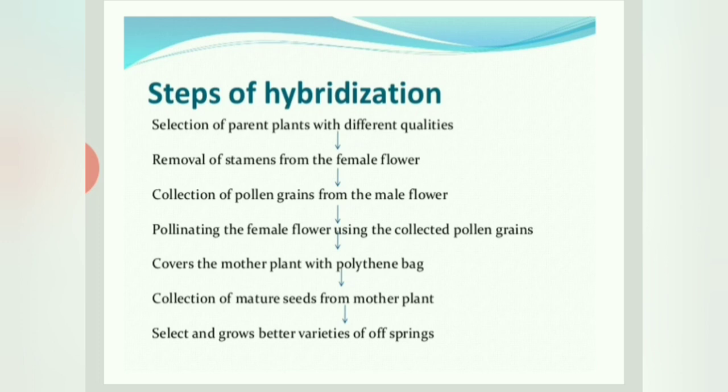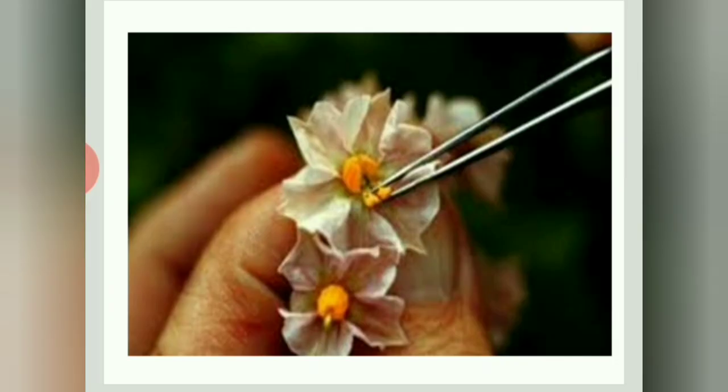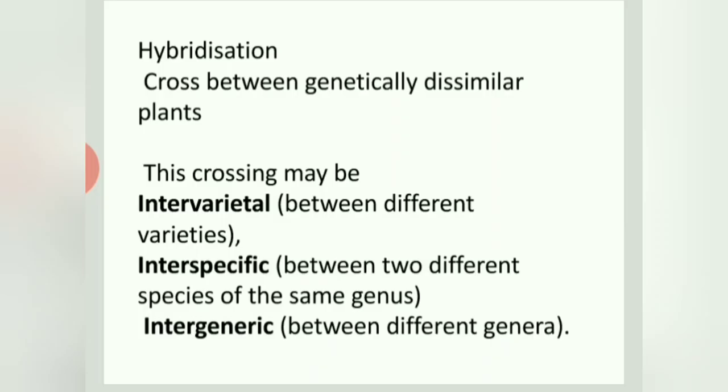First a parent plant will be selected, then stamens will be removed, and then pollen grains from the male flower will be collected and tapped over the female flower's stigma. The mother plant will be covered by a polythene bag, and mature seeds are collected from the mother plant. These seeds will grow into new offspring, which are known as hybrids. In this picture you can see the stamens being removed from the flower.